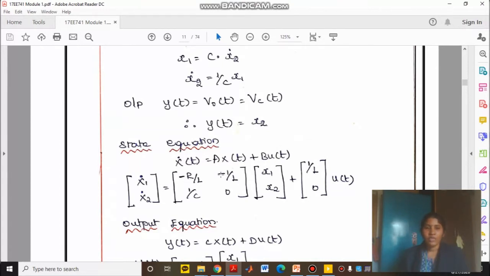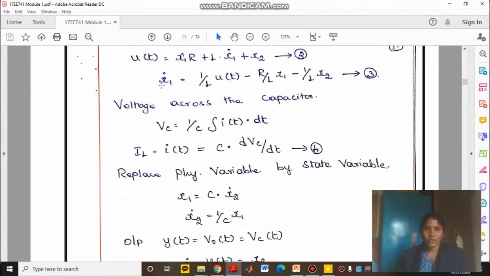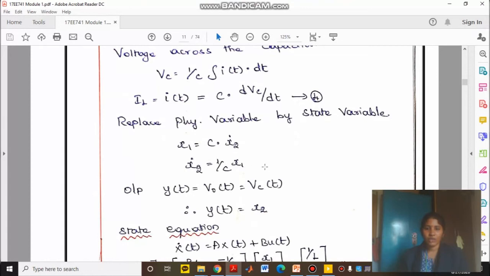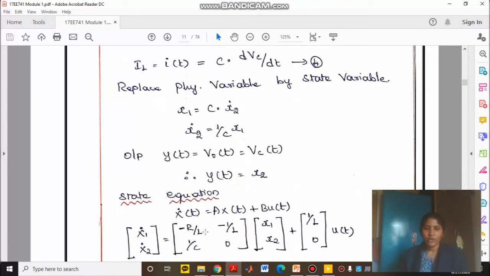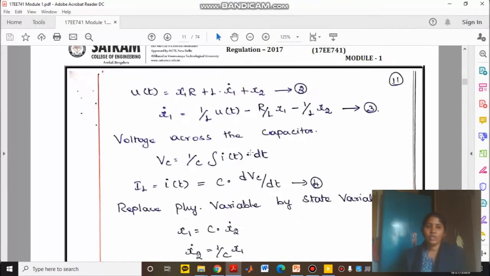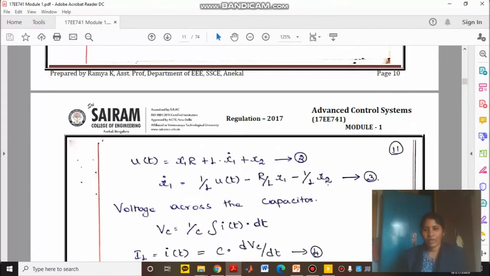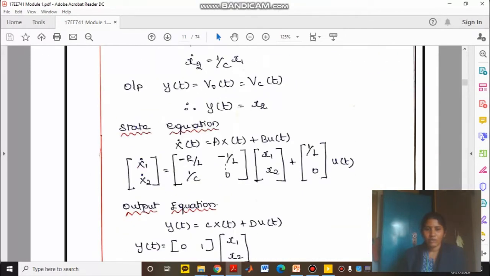You know what x1 dot is and what x2 dot is. What is your x1 dot? It is taken from equation 3. What is your x2 dot? It is taken from this equation. So x1 dot is equal to, you need to write the coefficient of x1 and the coefficient of x2. What is the coefficient of your x1? Minus r by L. So you have to write a11 as minus r by L. What is the coefficient of x2? Minus 1 by L.